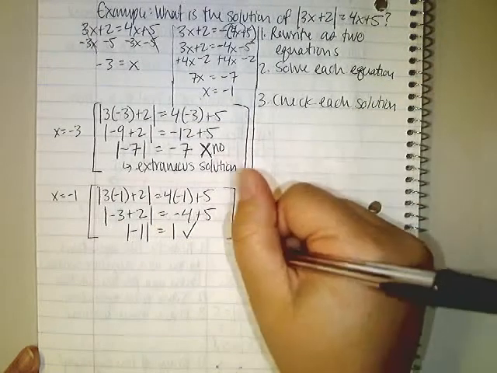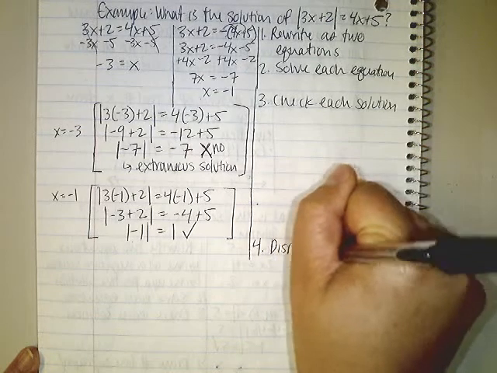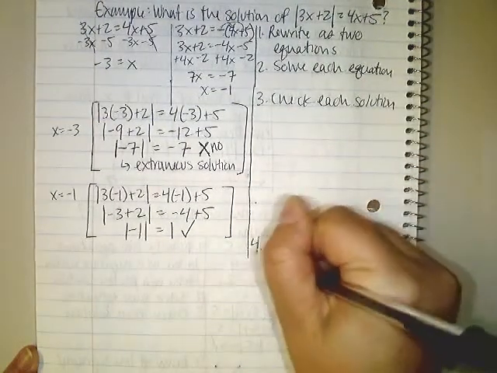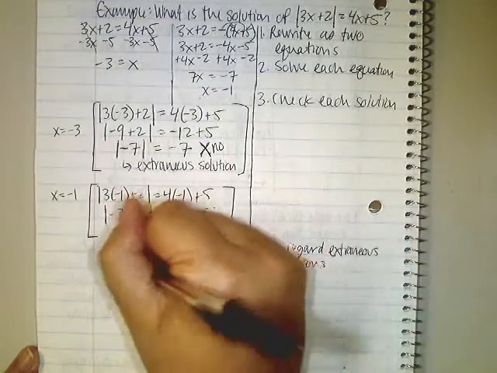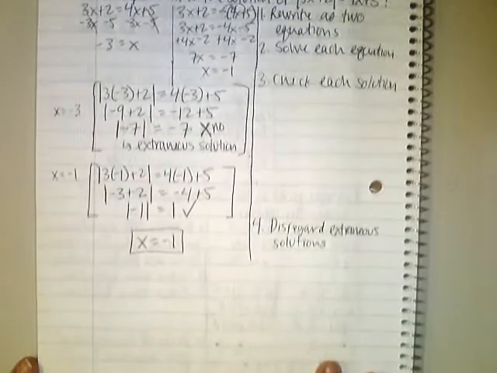So my last step is going to be 4, disregard extraneous solutions, or solutions that do not work, and box in the correct solution. x is equal to -1.